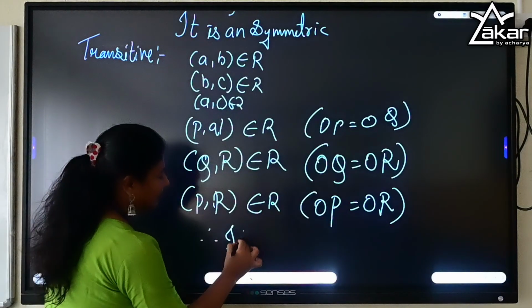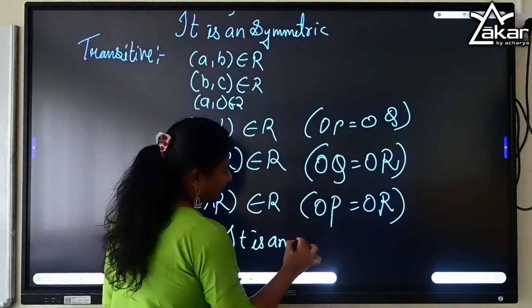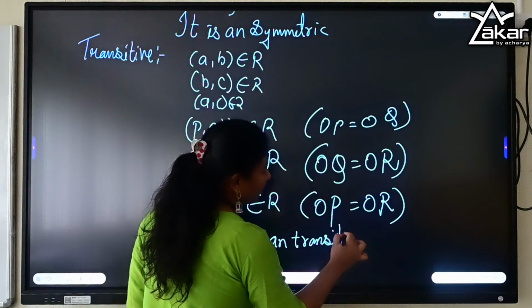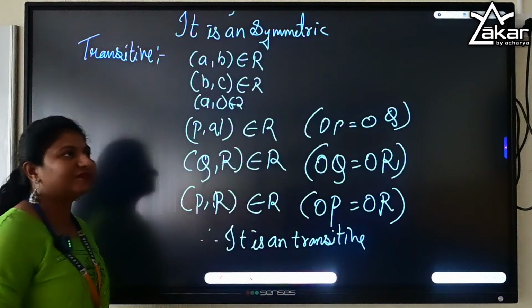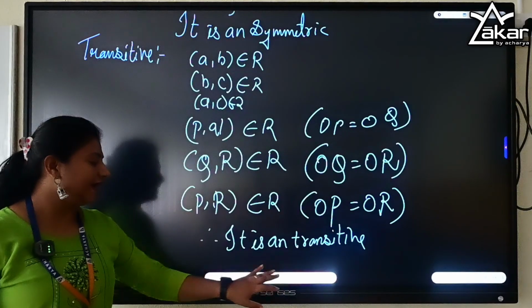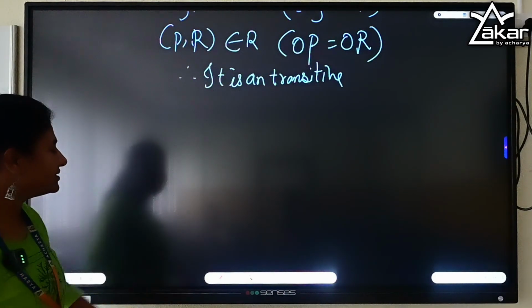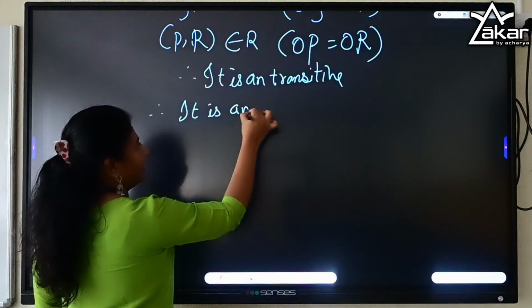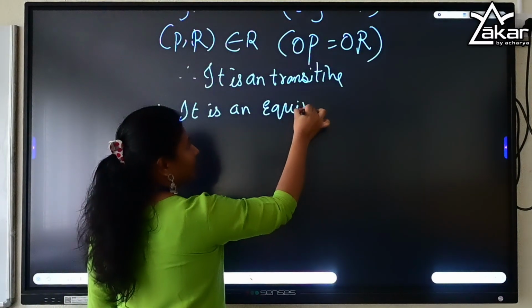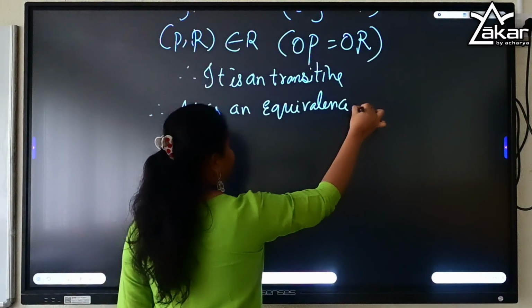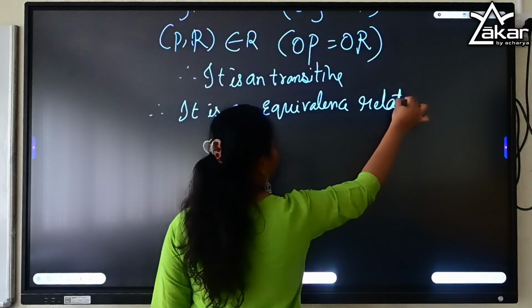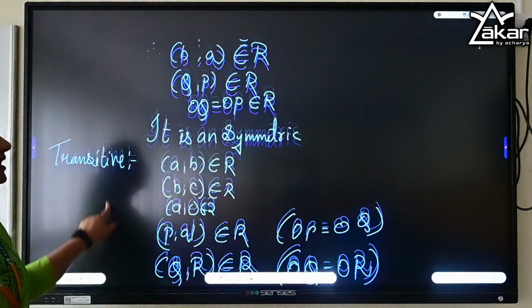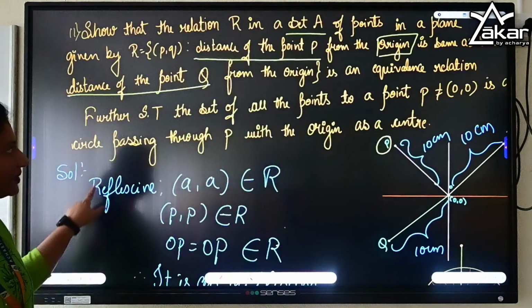Therefore, it is transitive. If all the types of relation are satisfied, what do we call it? It is an equivalence relation. Therefore, it is an equivalence relation. So this satisfies the function of an equivalence relation. According to this, there is another question which has been defined.